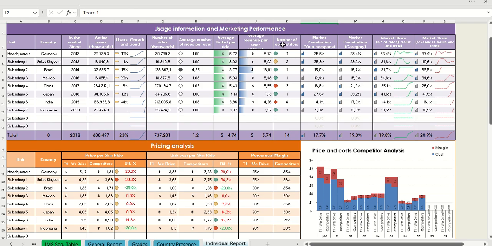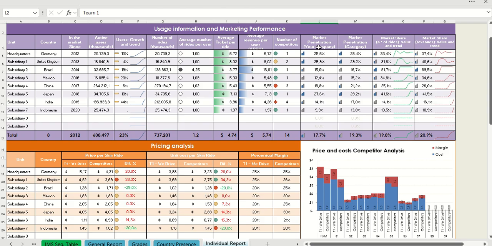In this other tab, you have here the number of competitors. For instance, they just have one competitor in Germany, and in areas like India, they have 4 competitors in the market. These are the measurements here.